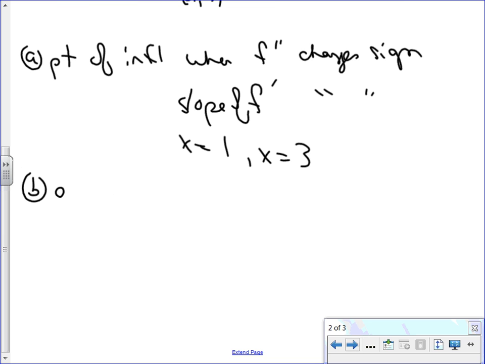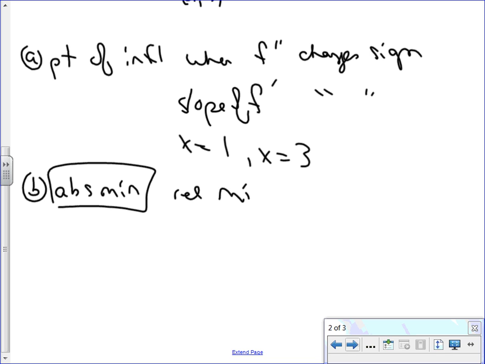We want absolute min. So that means first relative min. All right, we find that relative min exactly like we did before. And that's for maxes and min. Okay, relative min. F prime changes negative to positive. So relative min where?